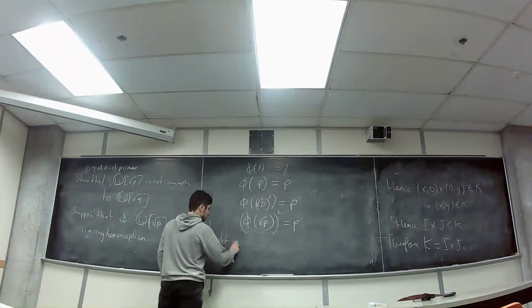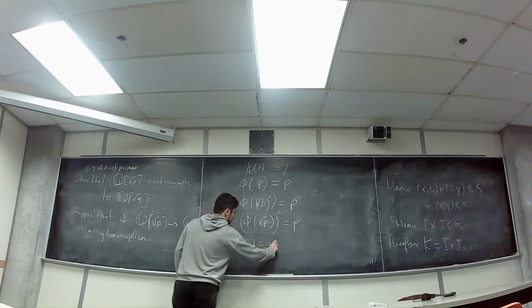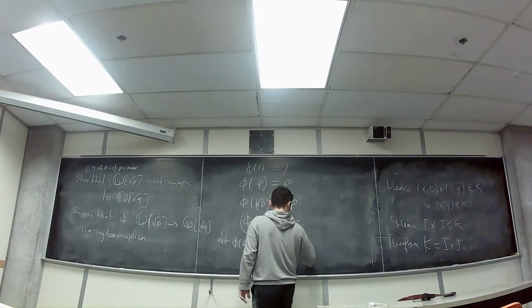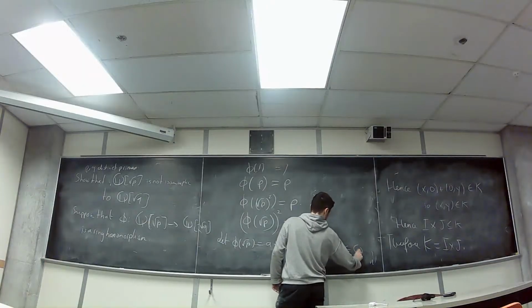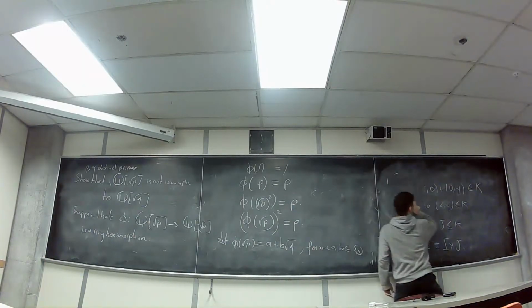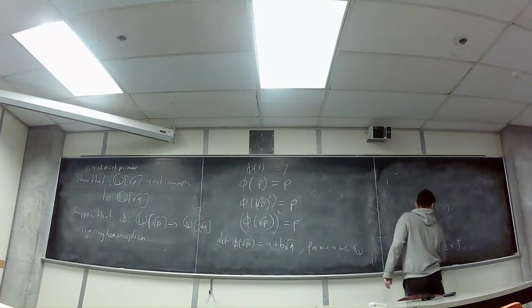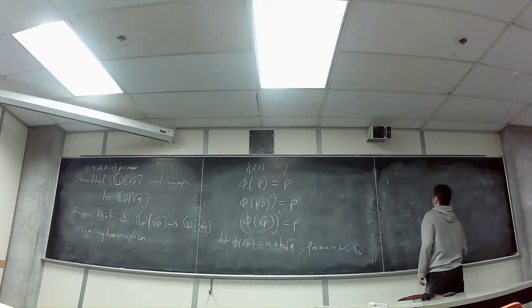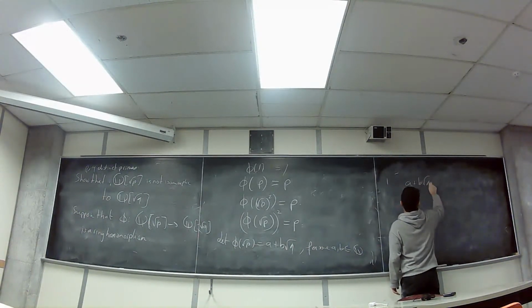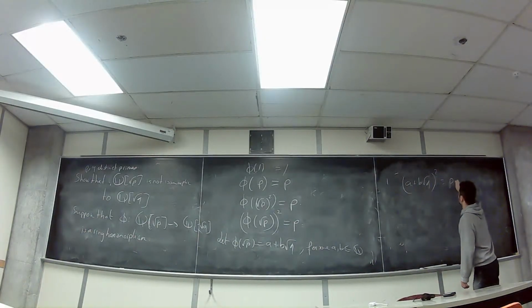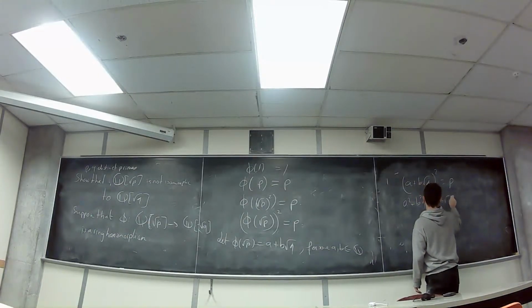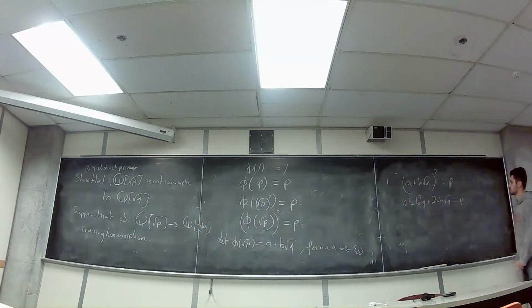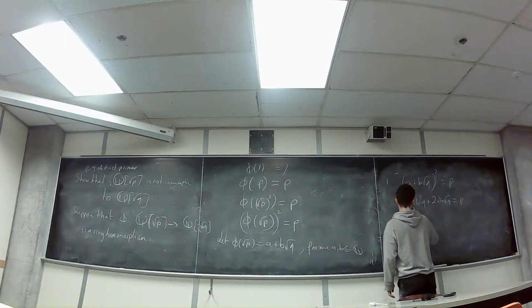So now let phi of root P be A plus B root Q for some A, B in Q. Now what is A plus B root Q squared? This is just A squared plus B squared Q plus 2AB root Q, and it is equal to P. Right? So far, so good.